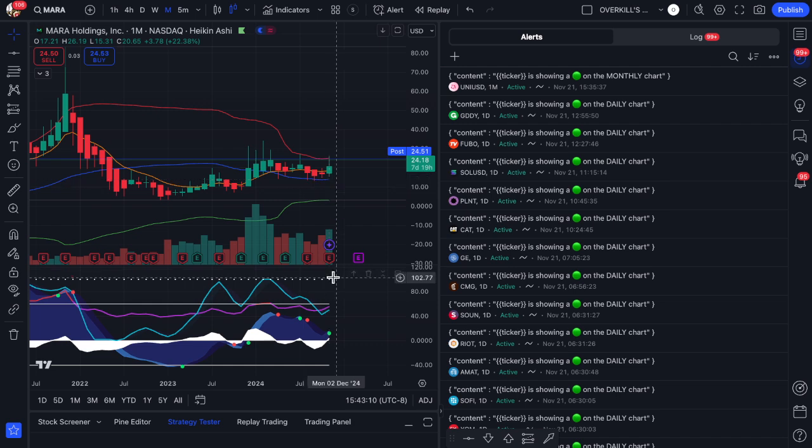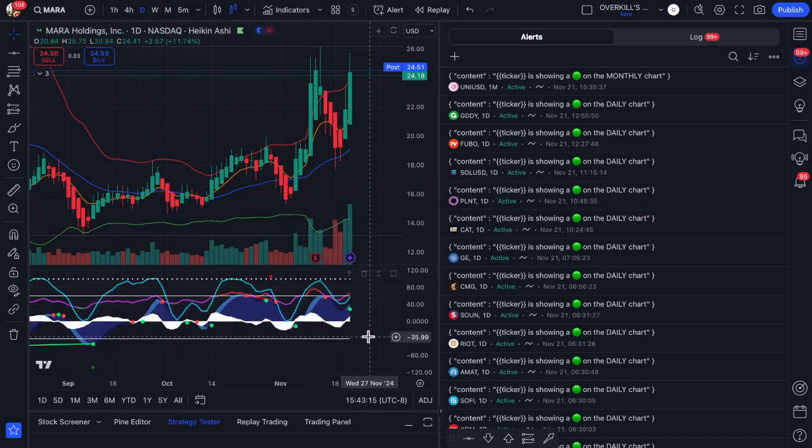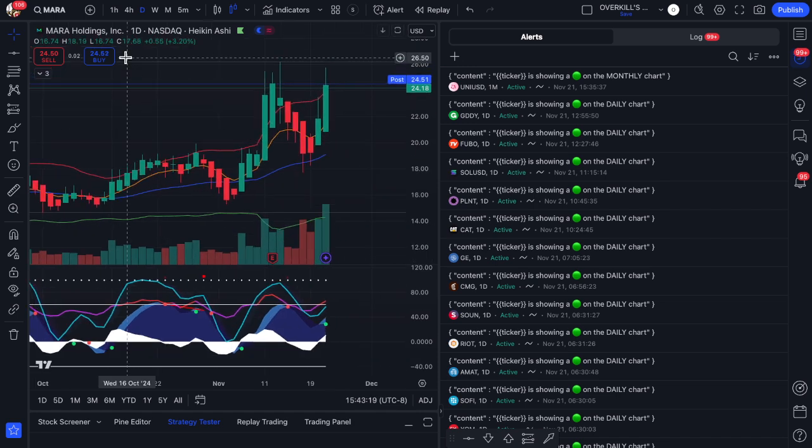But nice green dot this month on Mara. So again, buying the pullbacks on this. It's got a green dot today, but it's up 11%. So it's very, very volatile right now.